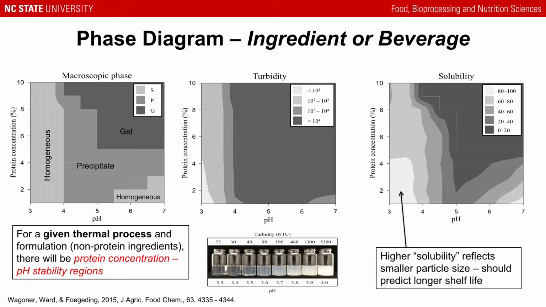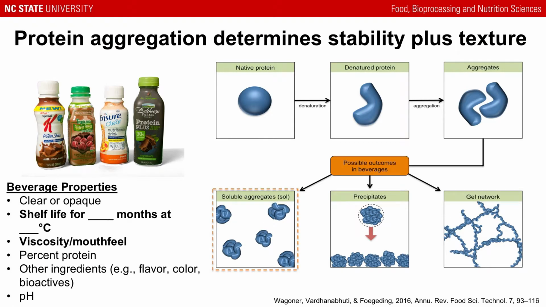Now, if you throw a bioactive in there, a polyphenol, it may expand the range of this, or it may shorten the range. It may cause more aggregation, or it may limit the aggregation. So what's going on from a protein standpoint? We've got native protein that's going to be denatured, it's aggregated, and then what we really want is the soluble aggregates, not the large ones, not the gel network.